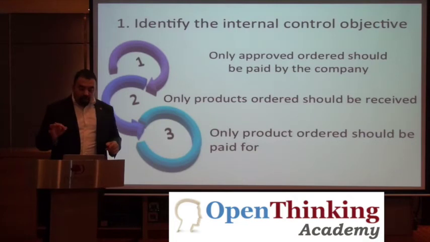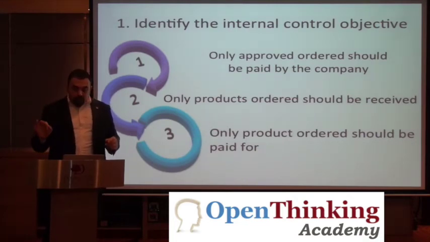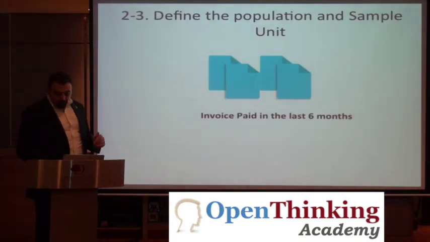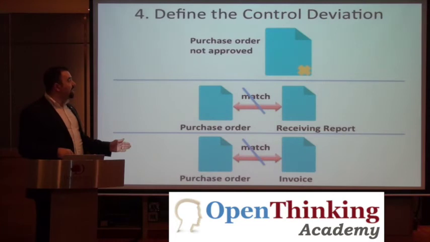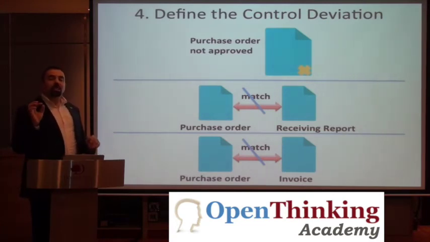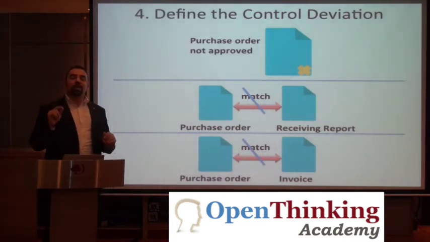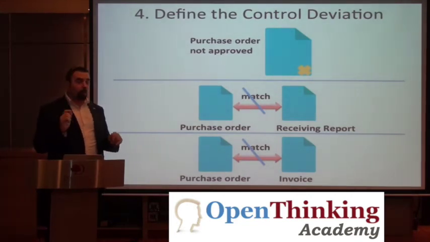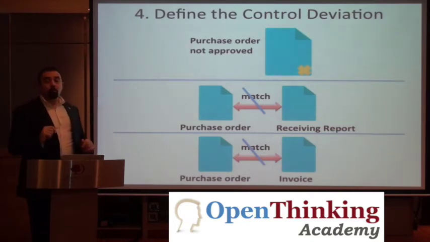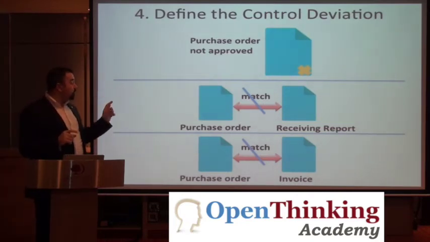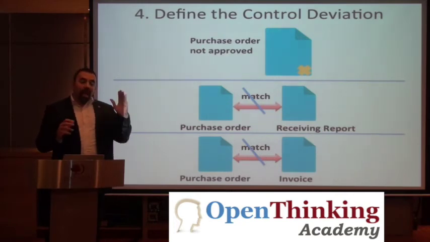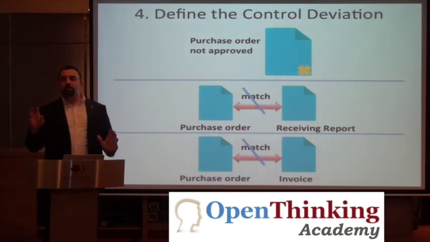We need to ensure only products that we ordered we received, and only products we ordered we paid for. So we selected the sample, which is the last 6 months of invoices that we have, and then we say these are the attributes we are looking for. If any of these attributes appear in any of the samples we select, we consider this a deviation. We consider this a weakness in the internal control, which is if we have a purchase order with no approval, if we have any receiving report not matching the purchase order, or if we have any purchase order not matching the invoice. This is the way of conducting attribute testing. Any of these attributes in our sample will represent a weakness.